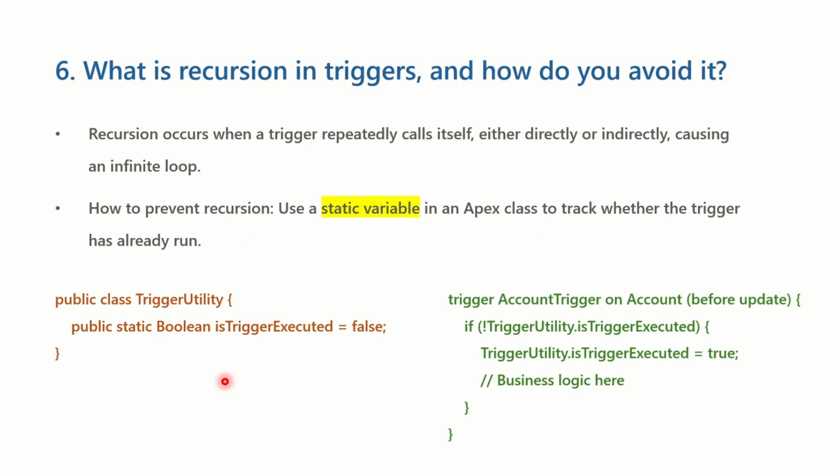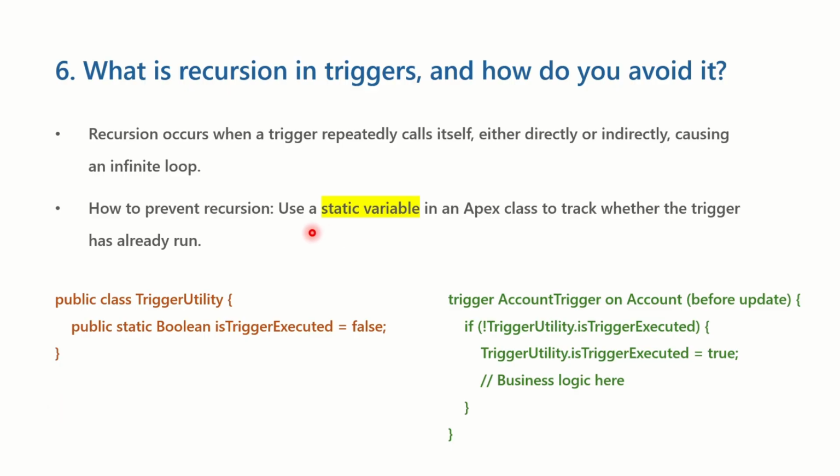Then, what is recursion in triggers and how do you avoid it? I have a detailed video on this, a very interesting question. Recursion is going to occur if your trigger is calling itself again and again, directly or indirectly. It may happen that you have a related object and you have written a trigger on that, and then you're again updating the same object.